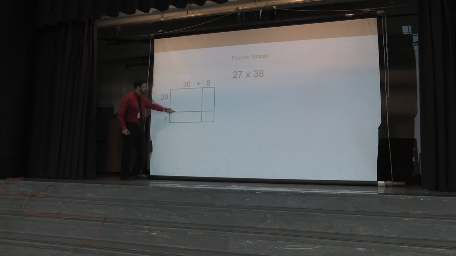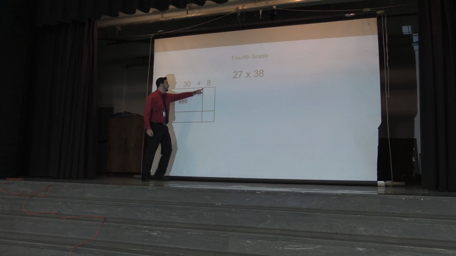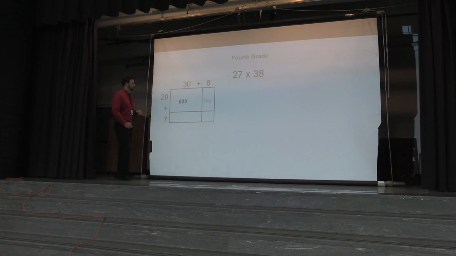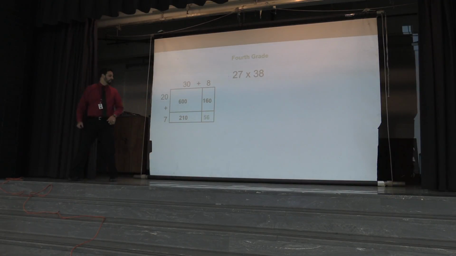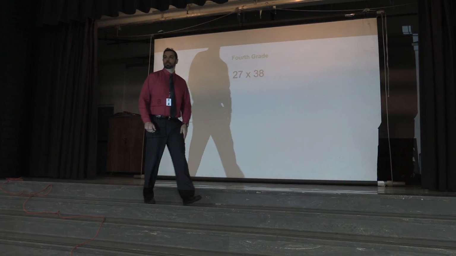To find the area of this rectangle, I need 20 by 30. What would that be? 600, right? Because it's just 2 times 3 and 100 times bigger. 600. How about this one? This is 20 by 8. 160. 7 by 30. 210. And finally this one, 7 by 8. 56.